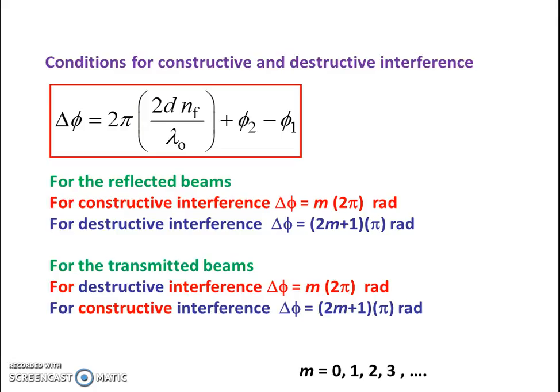Now we can find the conditions of constructive and destructive interference. For the reflected beams, the constructive interference condition is that delta phi will be an integer multiplied by 2 pi. And for destructive interference, delta phi will be (2m plus 1) times pi radians, where m is an integer with the value 0, 1, 2, 3 and so on. In the transmitted beam, the conditions for destructive and constructive interference are just reversed.